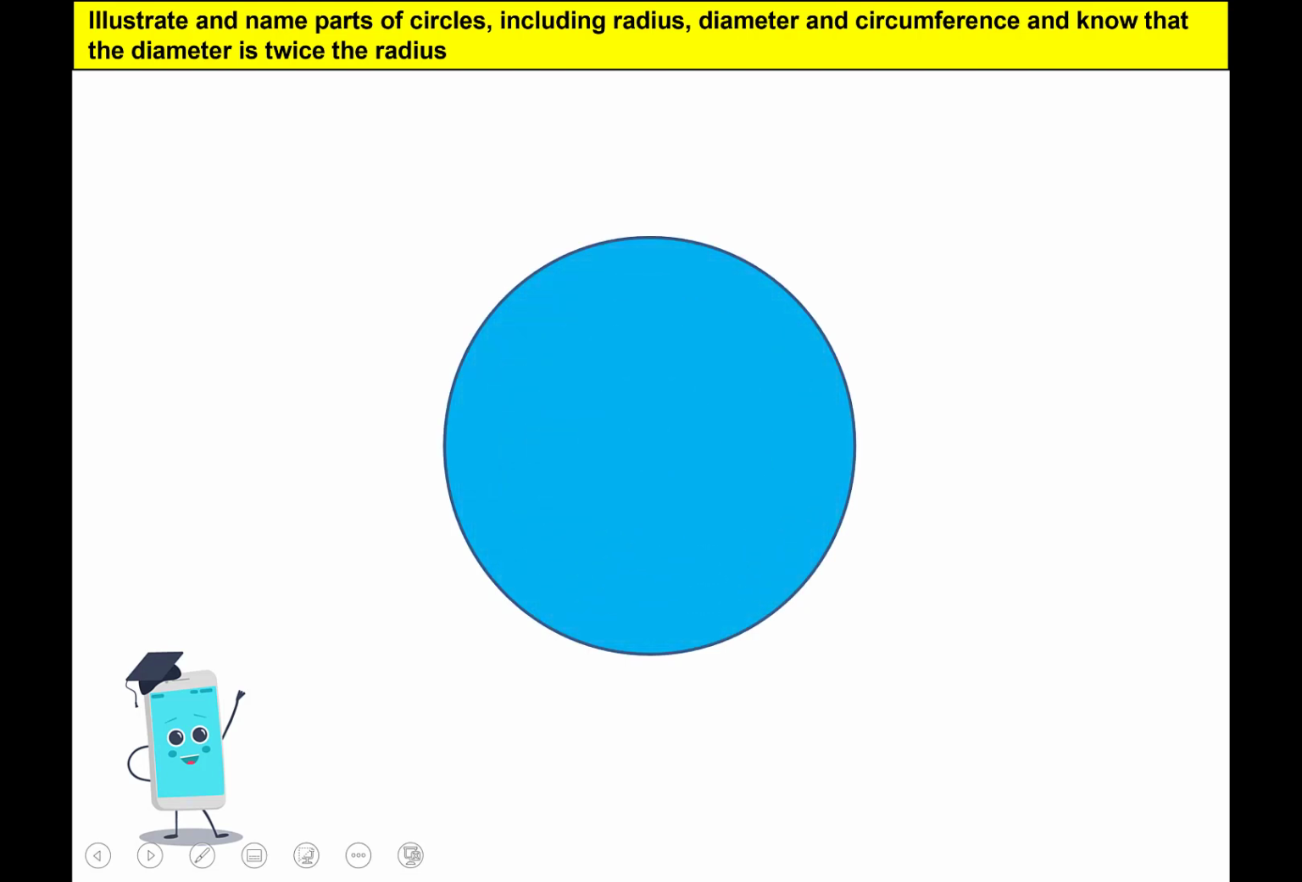So I have a circle. I need to figure out what clue I've been given. So do I have the radius? Do I have the diameter? Or do I have the circumference? I know I don't have the circumference. That's what I want to find.